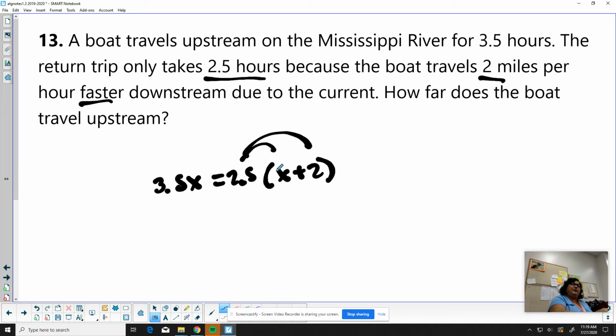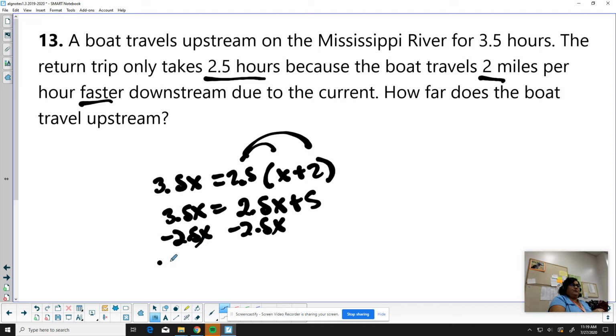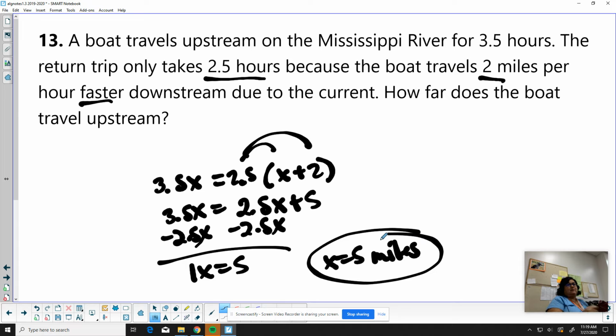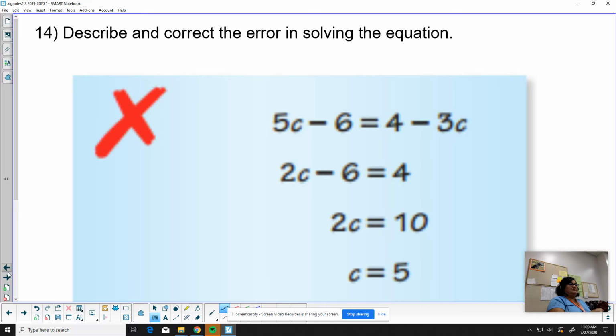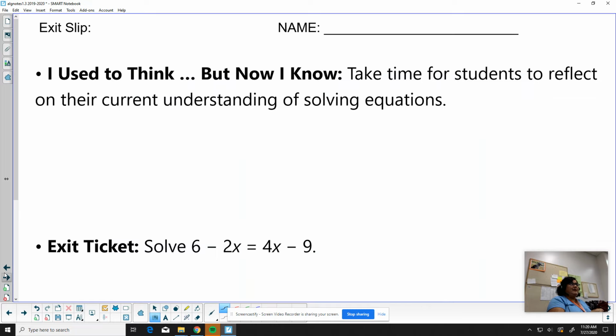And then we distribute again. And subtract. And looks like x equals 5, or 5 miles. So if you got that right, give yourself a big pat on the back. These are probably the most tricky in this particular section. All right, we're all done.